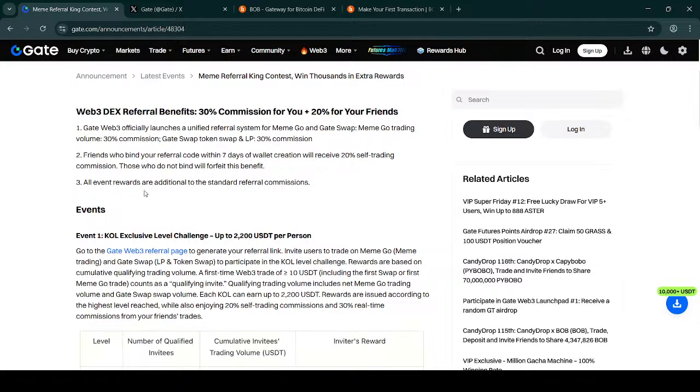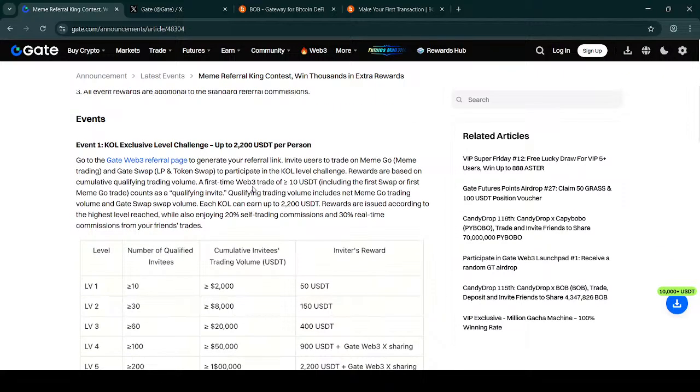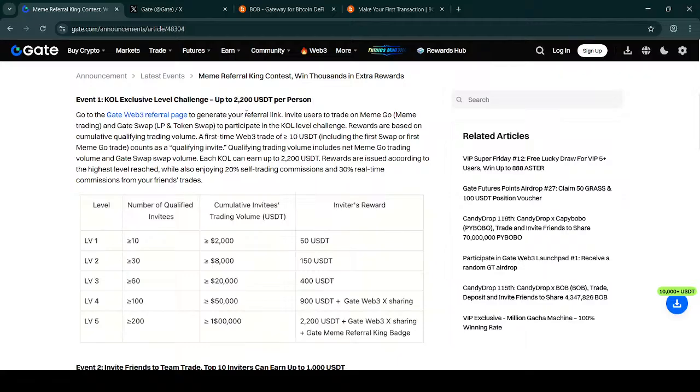All event rewards are additional to the standard referral commission, guys. Also, the event has an exclusive level system with up to 2200 USDT per person. So go to the Gate Web3 referral page, generate your referral link, and invite users to trade on Mimi Go and Mimi trading, swap and LP token swap. Participate in the call and level challenge.